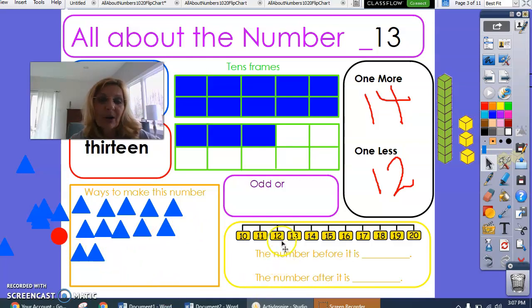Now let's look at the number line. Can you find 13? Here we are. If I want to know one less, do I go forward up one on the number line, or do I go backwards on the number line? Yes, I go back one because I want to take one less. So if I go back one, less than 13 is 12.